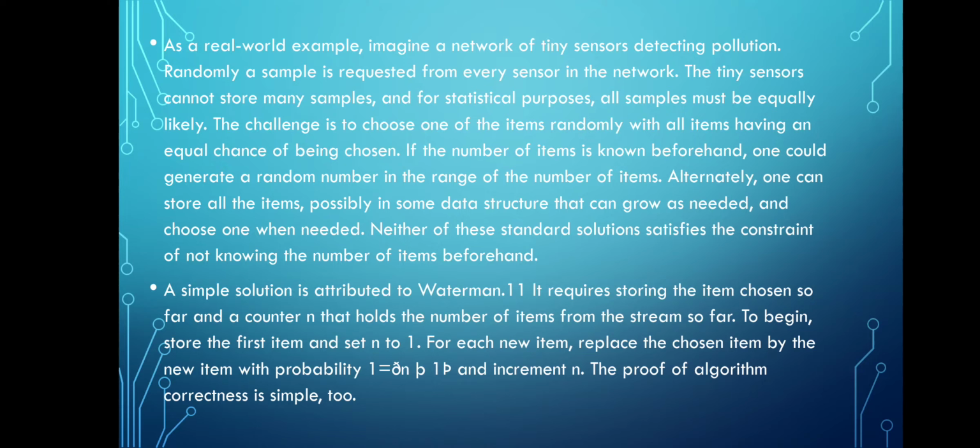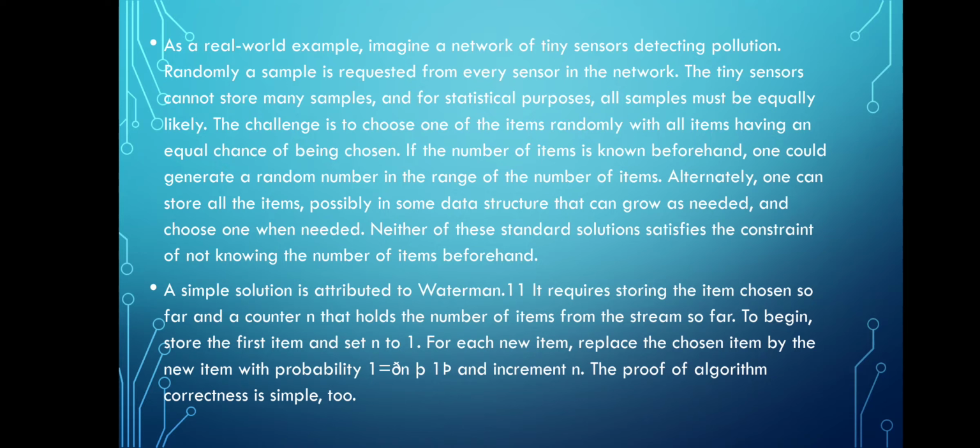A simple solution is attributed to Waterman. It requires storing the item chosen so far and a counter n that holds the number of items from the stream so far. To begin, store the first item and set n to 1.